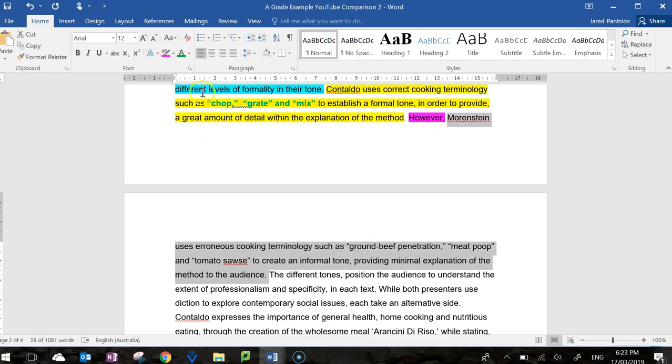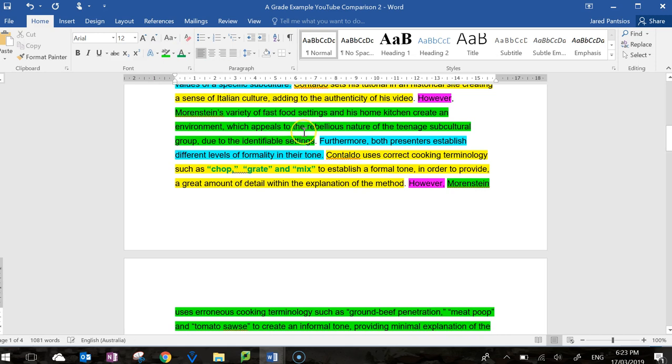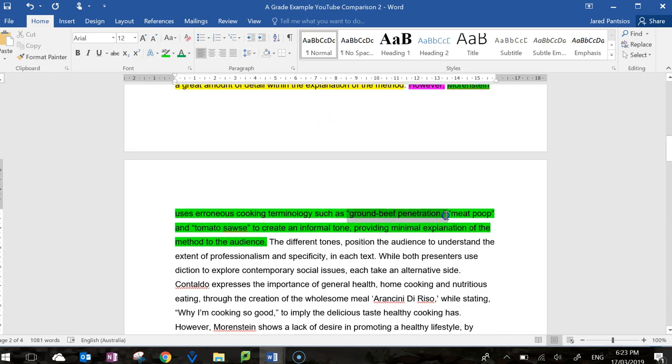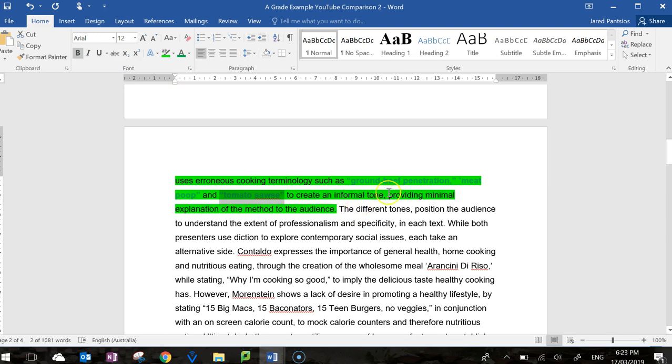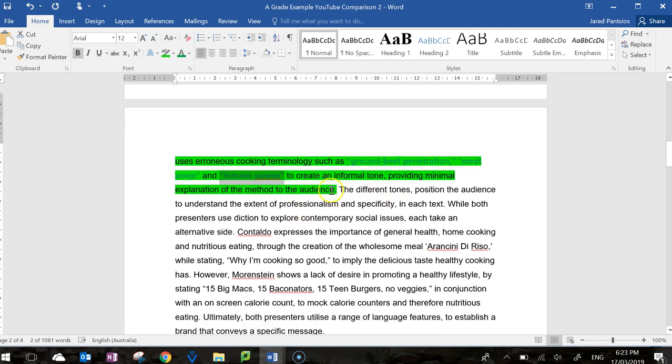Now, there's some great examples. I would be, in my feedback as a teacher, and dare I say it, a fan of Epic Mealtime, somewhat referencing how it still is cooking language or language to instruct, but it is making a mockery of it, or rather relying upon that alpha male or male references to penetration, which is, in terms of sex, meat poop, which is toilet humor, because we're not talking about meat in its proper sense, and tomato sauce just being a direct slang term on tomato sauce, to create an informal tone, providing minimal explanation of the method to the audience.